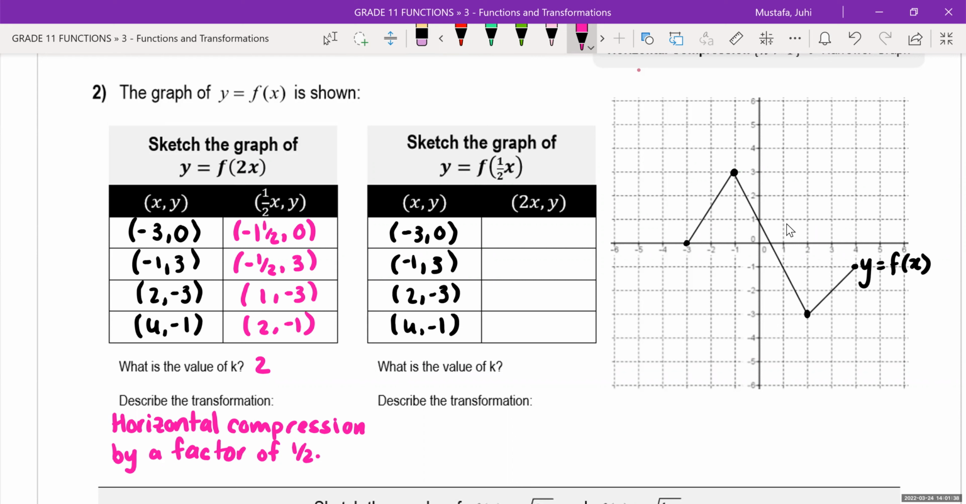And remember what's happening with the horizontal compression. You're taking your graph side to side and you're squishing it like this. So you should expect your graph to be compressed like this.